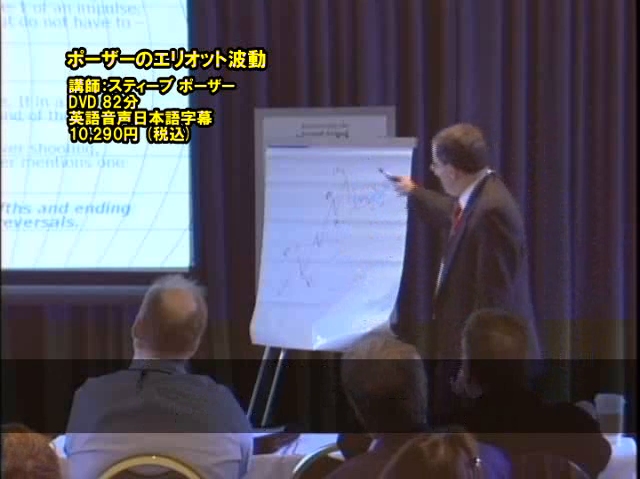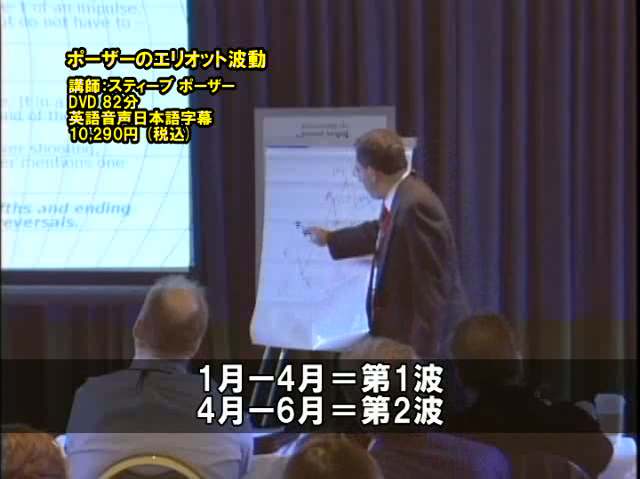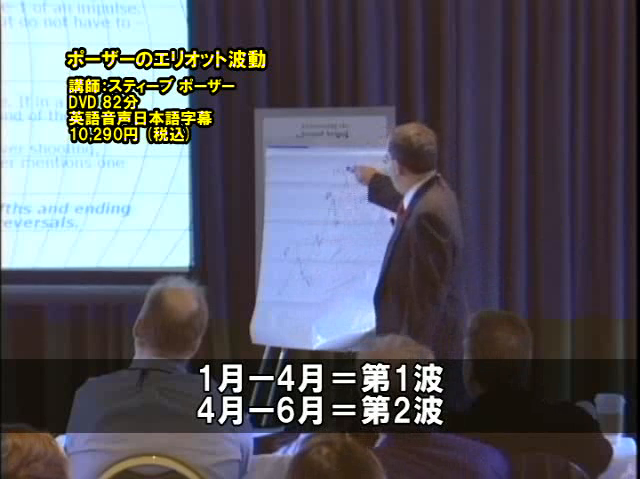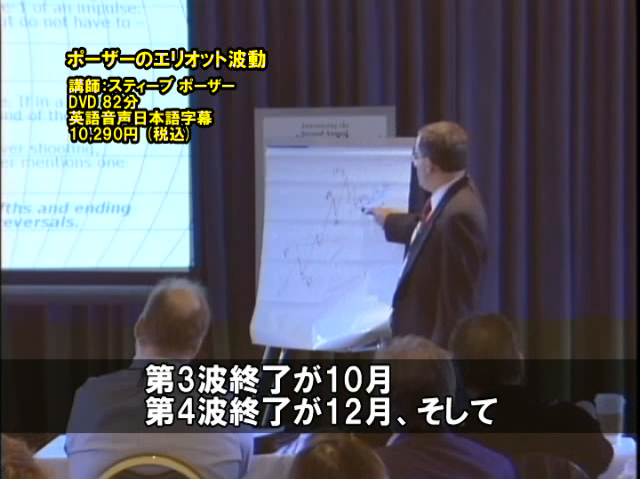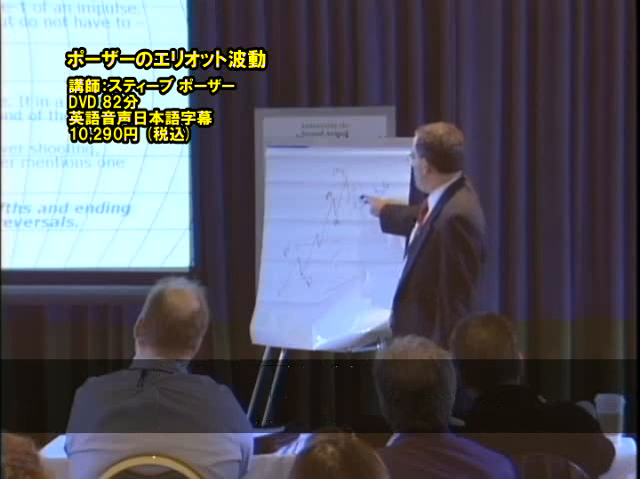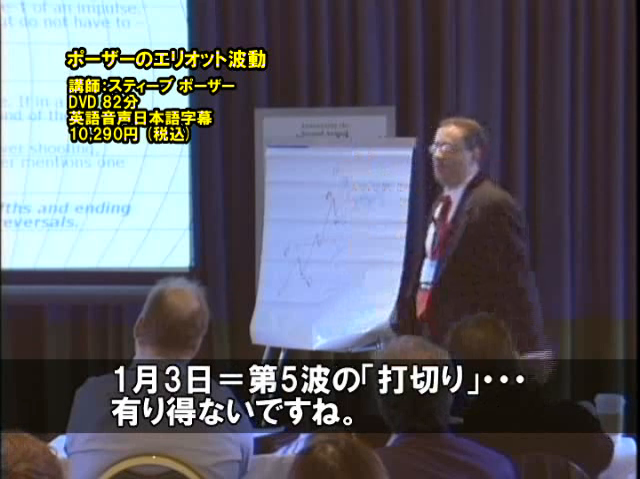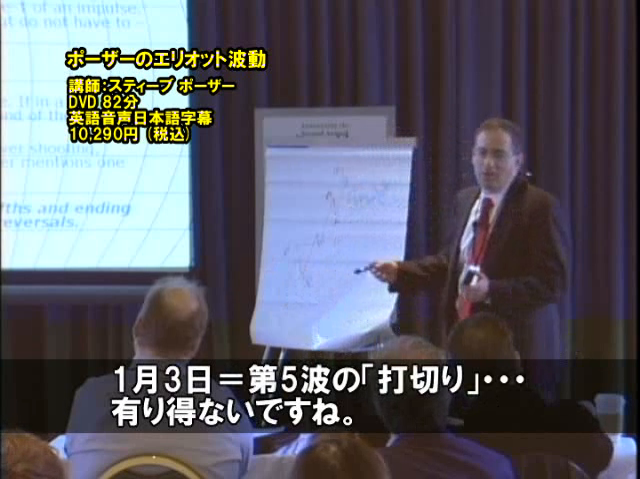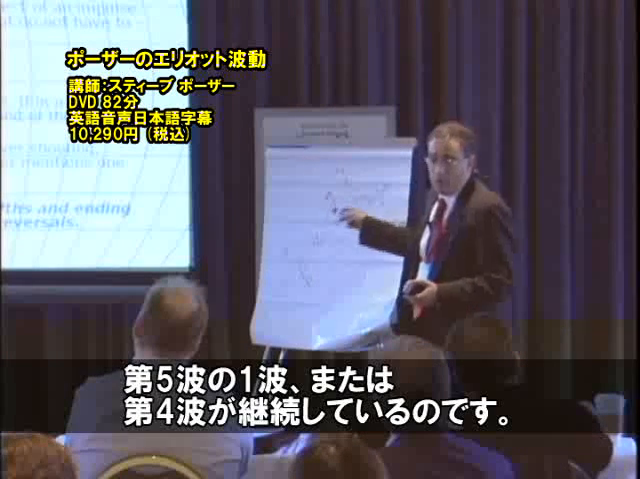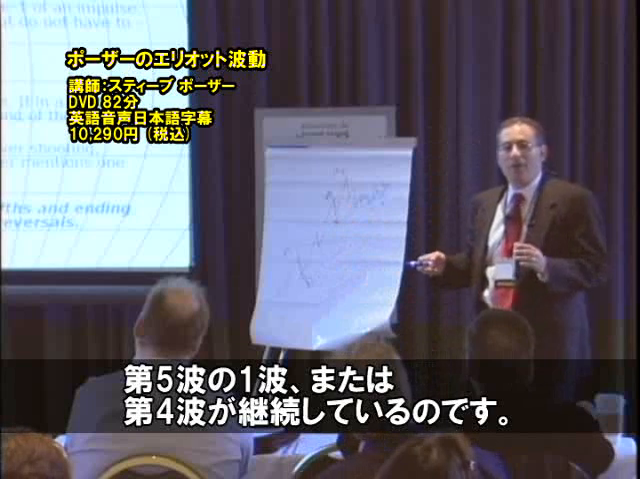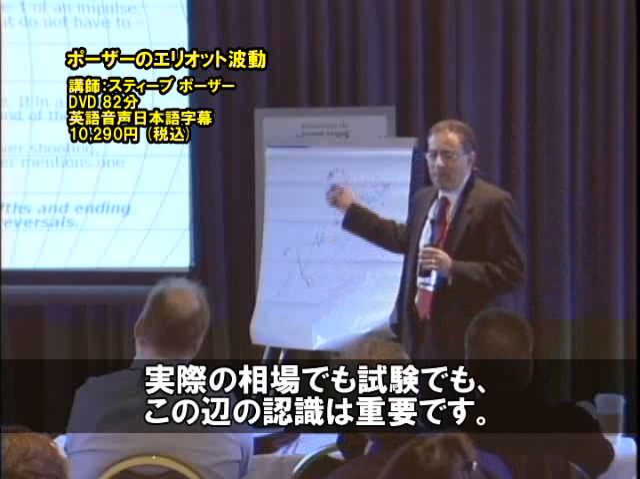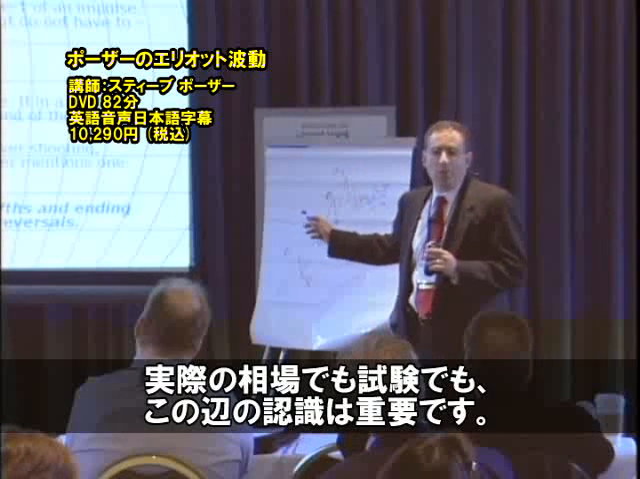And look at this. This was January to April. This took us to June. This till here was till October. This took me till the end of December. And on January 3rd, wow, I got a 5th-wave failure. No, you don't. That's wave 1. That's maybe still wave 4 even. I have no idea. But as far as practicality, and even for the exam, that's something that you're going to need to be aware of.